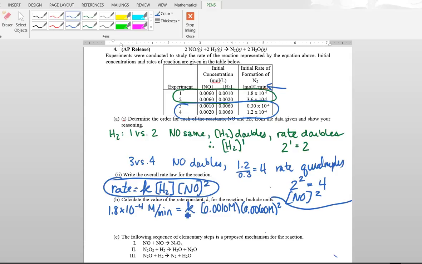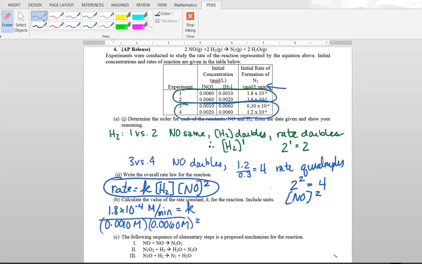Okay, so in order to solve for K, we're going to have to divide both sides by 0.0010 molarity times 0.0060 molarity squared. And then let me erase this over here. So when we solve for K numerically, when we divide this, we end up with the number 5.0 times 10 to the negative third. This has 2 sig figs in it, like all of our other numbers did.